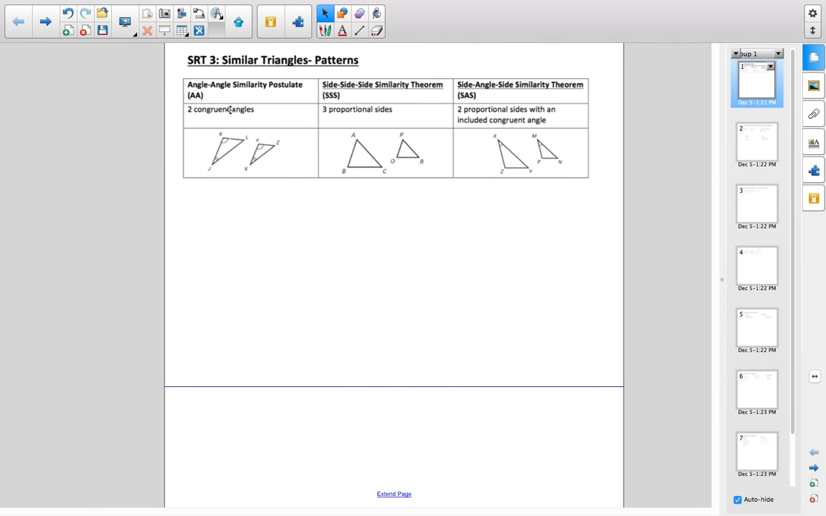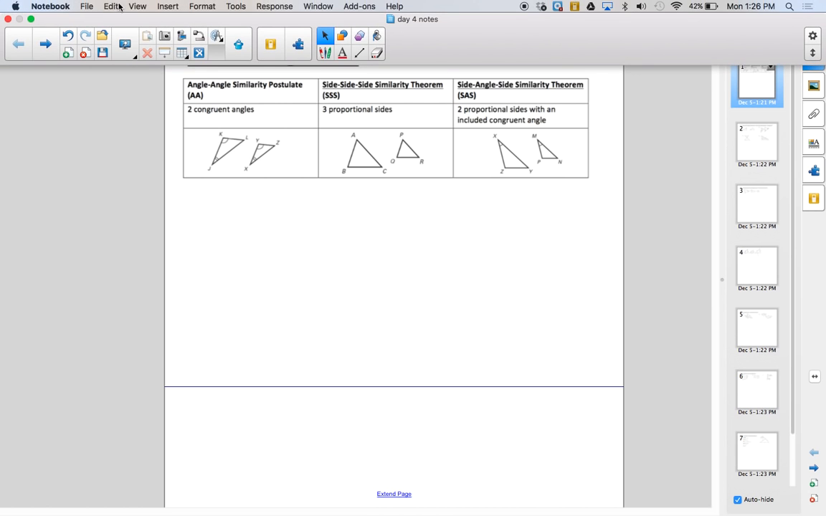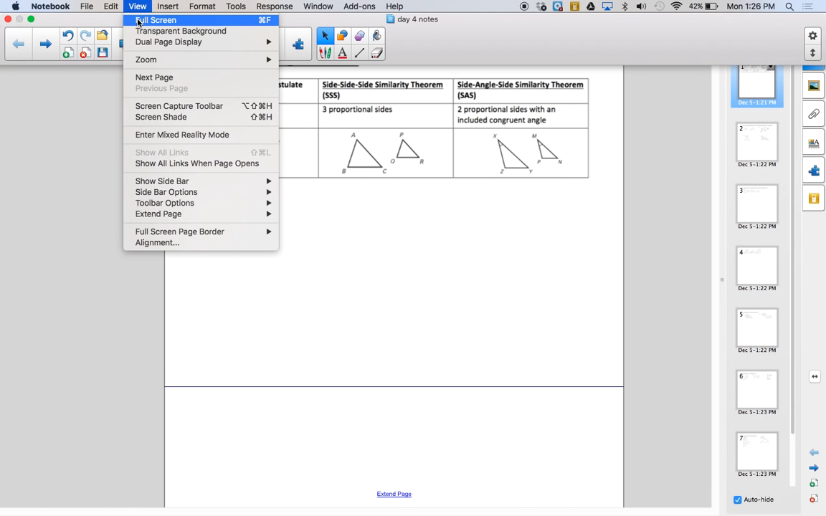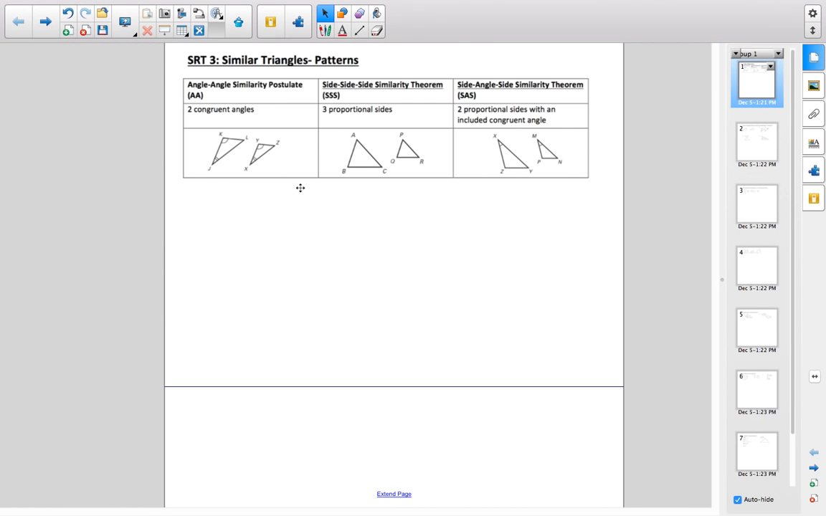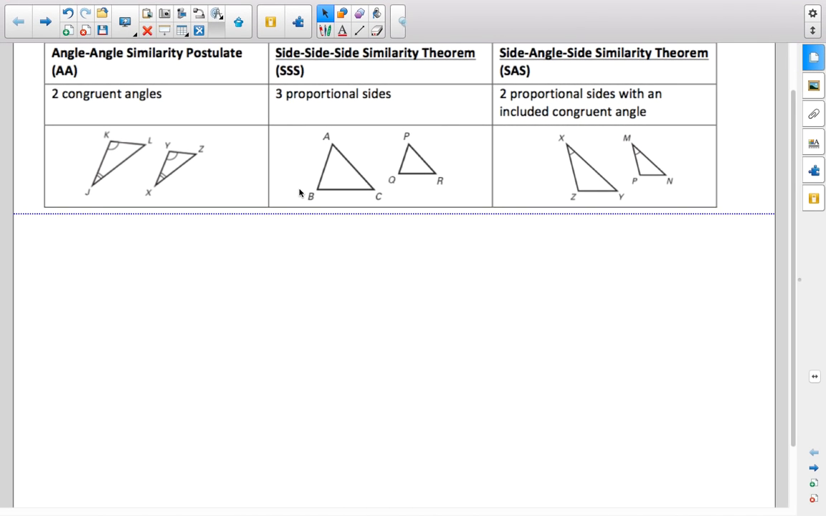So when we look at our shortcuts up here, let me make this just a little bit bigger. Maybe I could just spread it out like that. That'd be good.